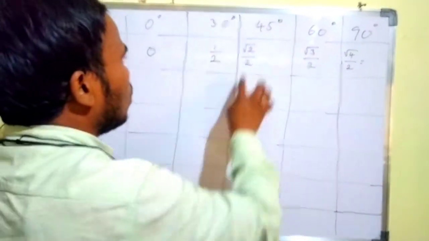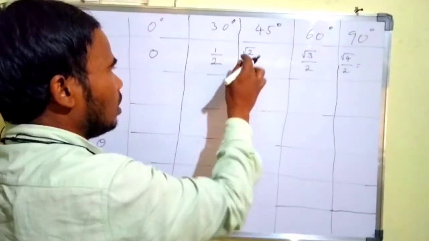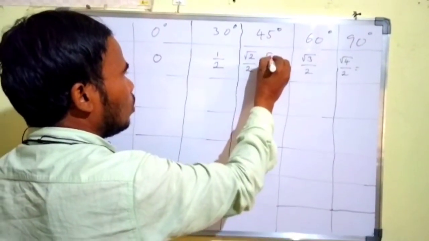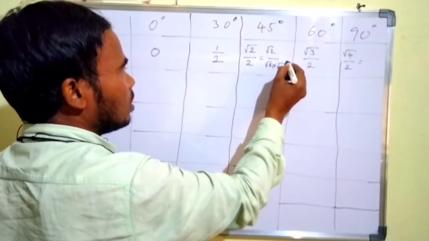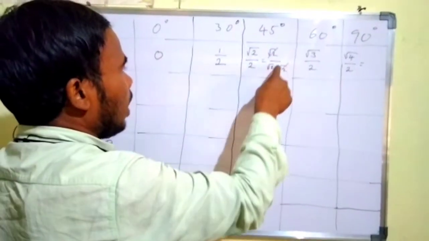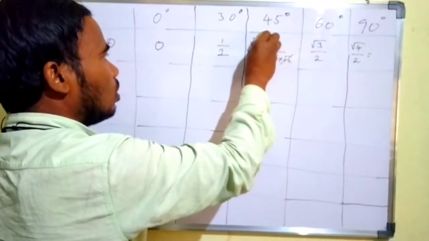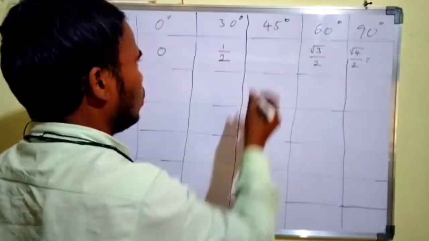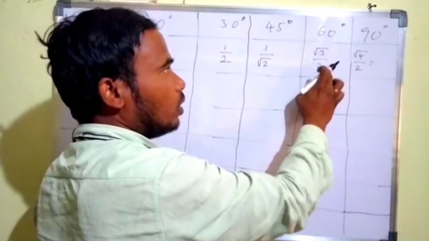Next, root 2 by 2, which is sin 45 degrees. Here, 2 can be written as root 2 into root 2, so one root 2 cancels, leaving 1 by root 2. So sin 45 degrees is 1/√2. Now root 3 by 2 is for 60 degrees. Cancellation is not possible, so leave it as it is.